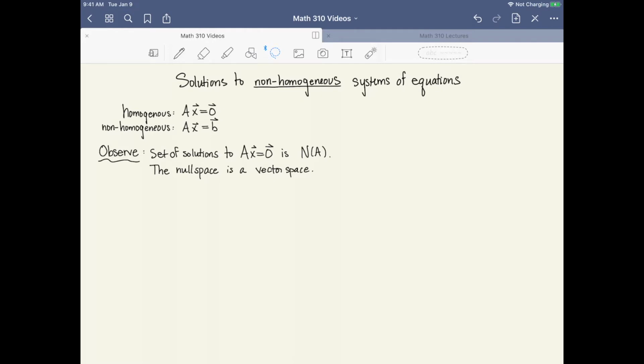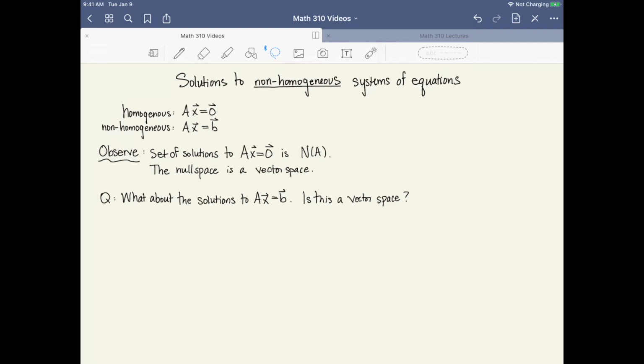So remember, the set of solutions to the null equation, Ax equals 0, that's a homogeneous system, is the null space. That's the definition of the null space. It's the vector space consisting of all those vectors x that solve the equation Ax equals 0. So this is a vector space. It's closed under addition, it's closed under scalar multiplication, and it contains the 0 vector. The natural question to ask is, what about the solutions to Ax equals b?